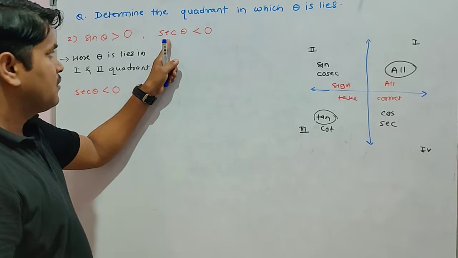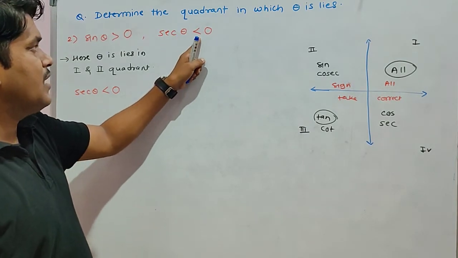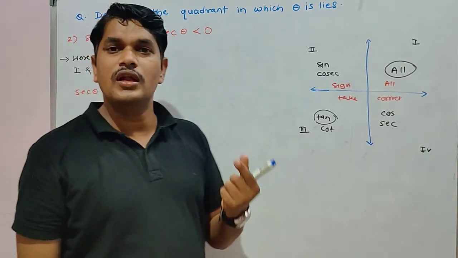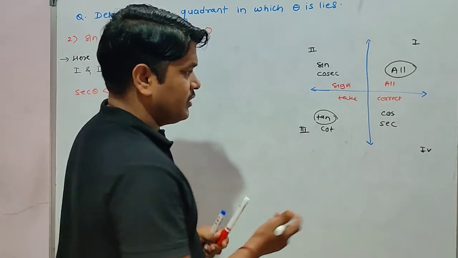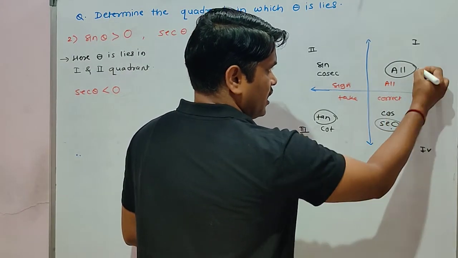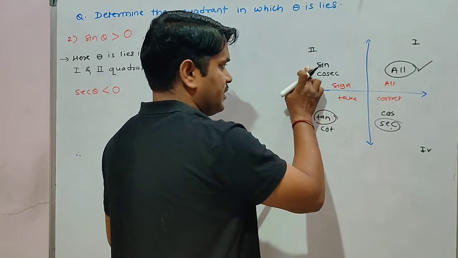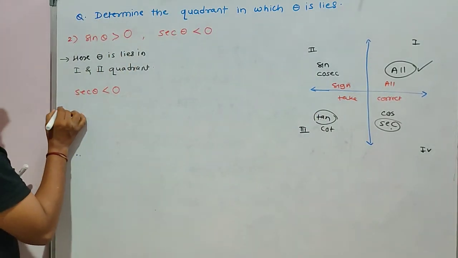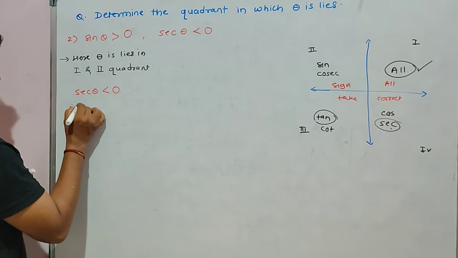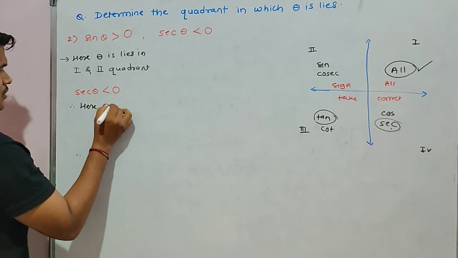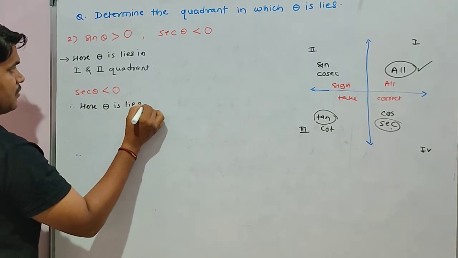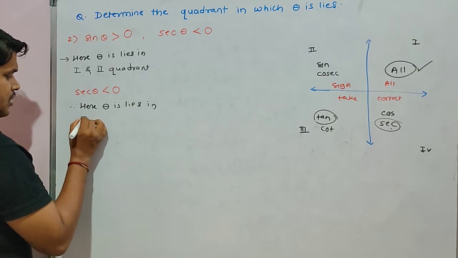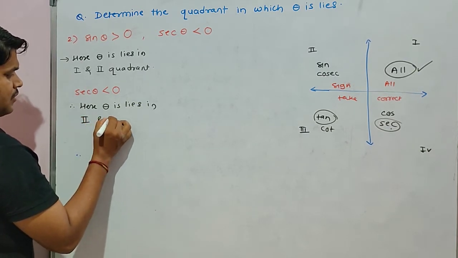Okay, so for this one, sec theta is less than 0. Less than 0 means what? Negative. So sec theta is positive here, as well as positive here. Means sec theta is negative in which quadrant? Third and second quadrant. Okay. So we can write therefore that theta lies in the second and third quadrant.